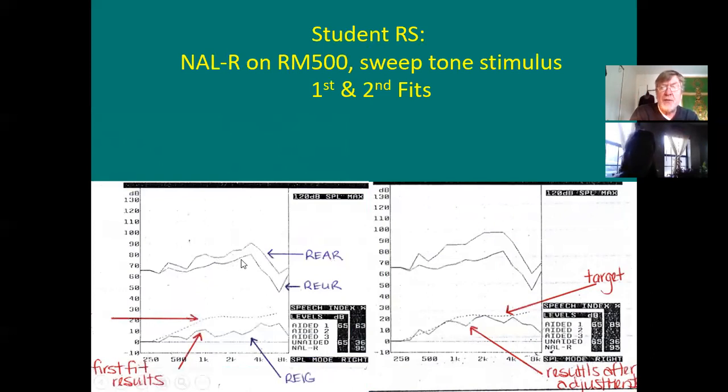Real Ear unaided response, Real Ear aided response, REAR minus REUR gives you Real Ear insertion gain. Look at this. You're way below target. Look what we had to do after readjusting so that we would better hit target.